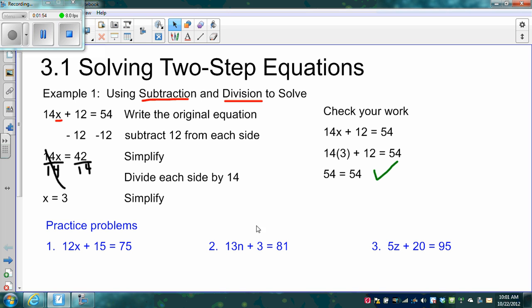So here are some practice problems. So press pause now and give these a try using this two-step equation method using subtraction and division.